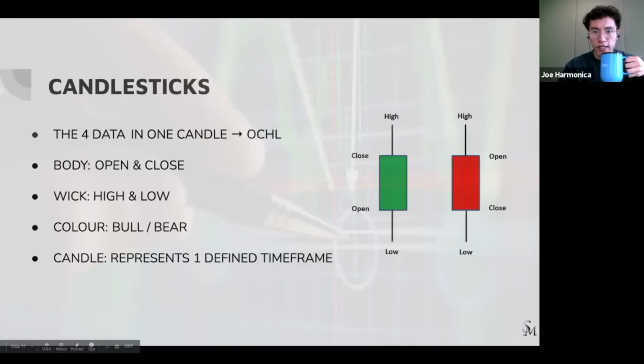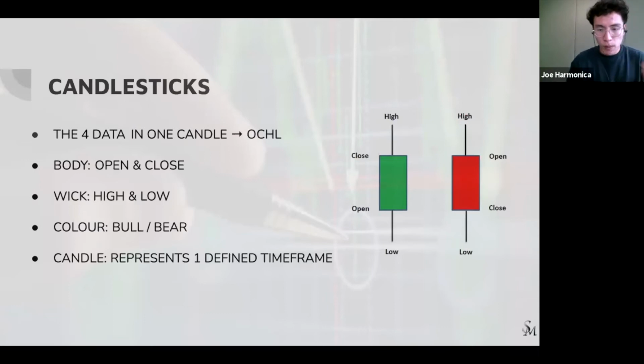Okay, with that, let's kickstart our first topic on technical analysis. All right, this is candlestick. So candlestick, very important. There are only 4 important data that you need to take note of from the candles. OCHL, okay? O stands for open, which is the open price of the candle.